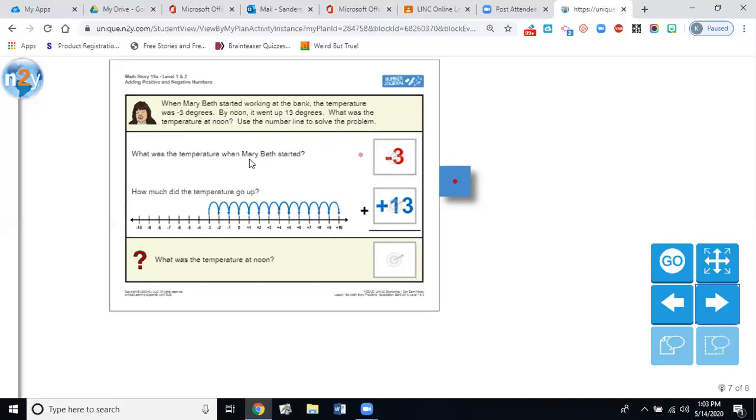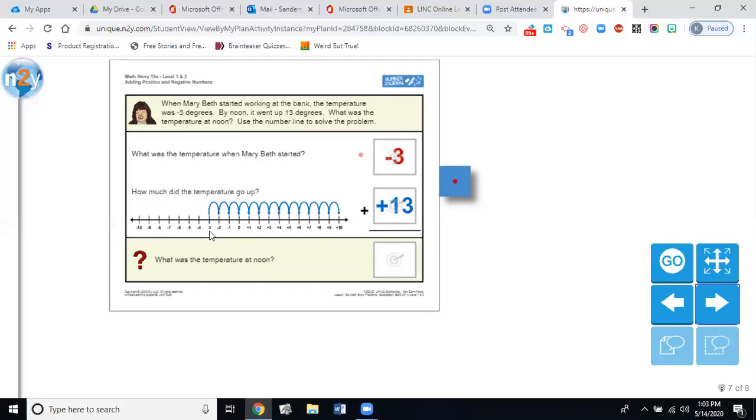Okay, so what temperature was it when Mary Beth started? -3 degrees. How much did the temperature go up? Okay, remember negative would be going down. But the temperature is going up. So we're going to go towards the positive end of the number line. Okay? So we're going to start with our first number, which is -3, right here.